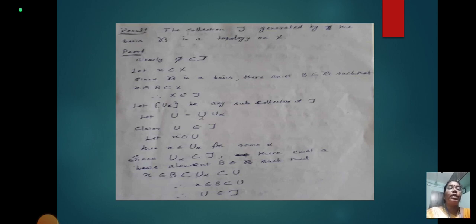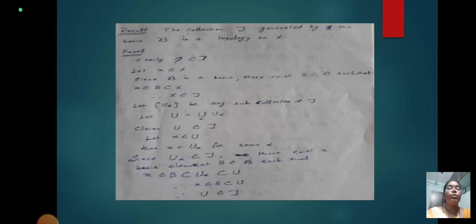Proof: clearly empty set belongs to tau. Let x belongs to capital X. Since script B is a basis, by condition 1, there exists B belongs to script B such that x belongs to B subset of X. Hence we say that X belongs to tau. Condition 1, the empty set and the whole set X are in tau, hence condition 1 is satisfied.